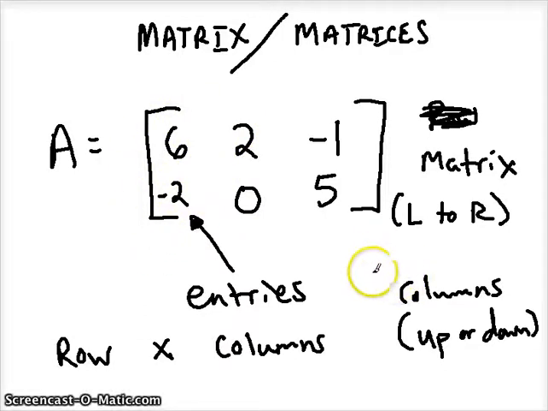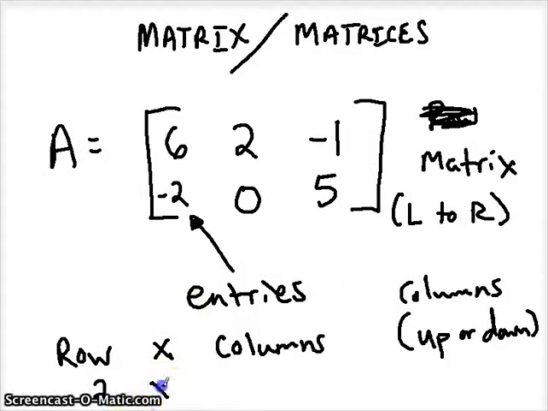So the size of this matrix would be the number of rows. Well, we have one row here up at the top, and we have a second row at the bottom, so we have two rows, and we have one column, two columns, three columns. So this is a 2 by 3 matrix.